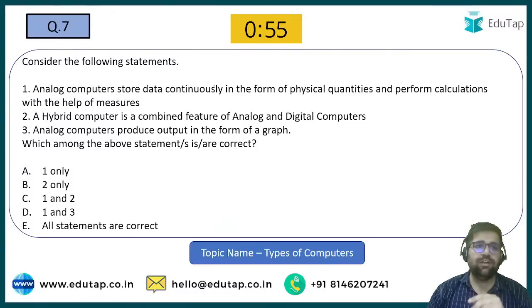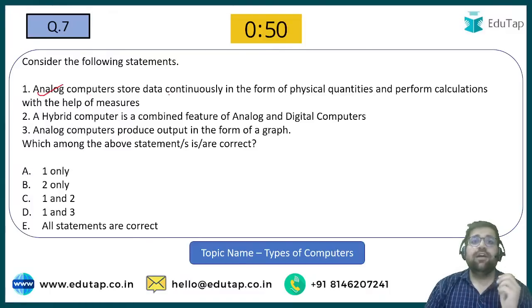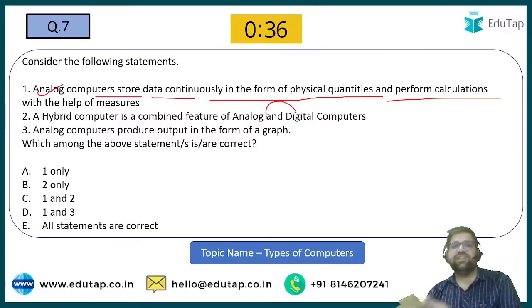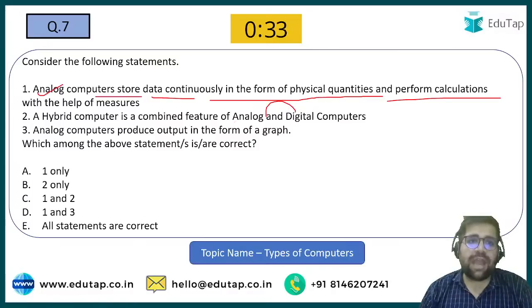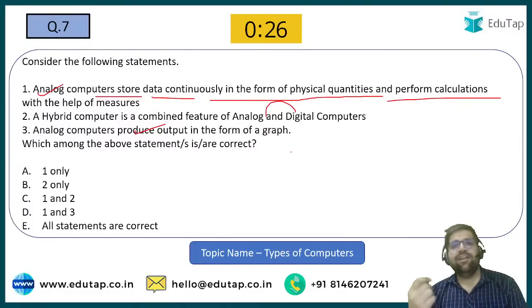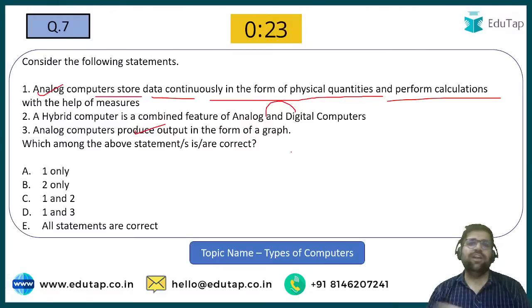Question number 7. Consider the following statements. Analog computers are those computers which definitely accept certain physical quantities. So statement number 1 is definitely correct. Analog computers store data continuously in the form of physical quantities and perform calculations. And hybrid computer, as you know, is analog plus digital. Analog can produce output. For example, you might have seen that thermometer which we used to use in our school days, right? We used to keep it under our tongue, and then that mercury used to move. So that was again a kind of analog computer.